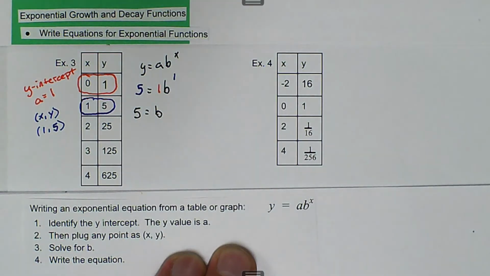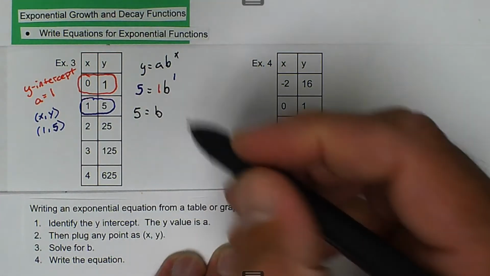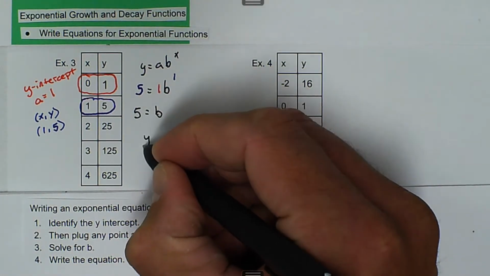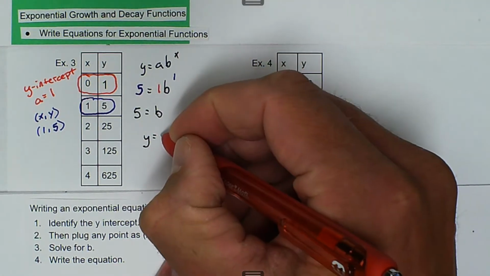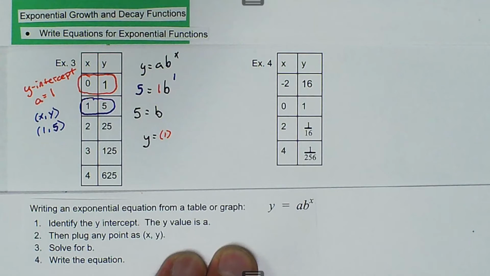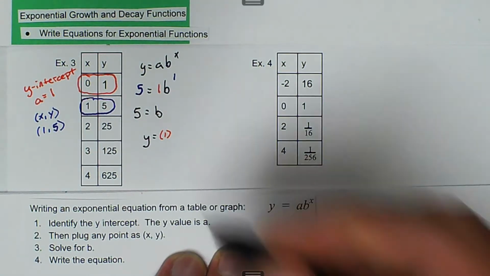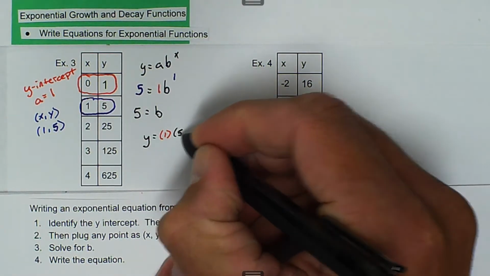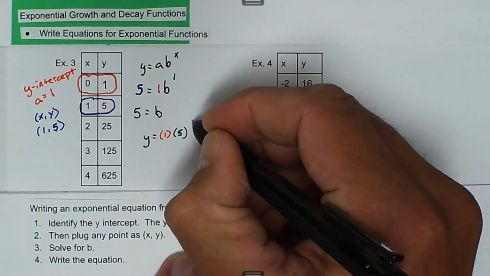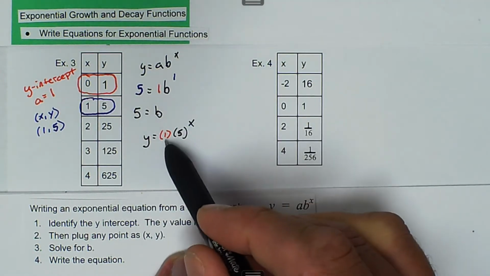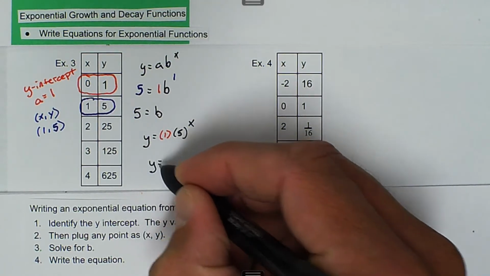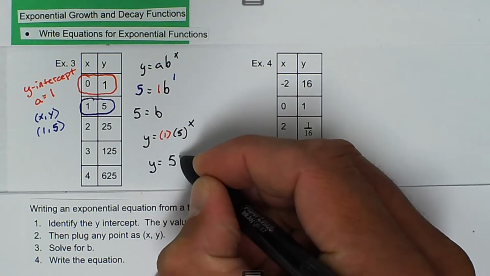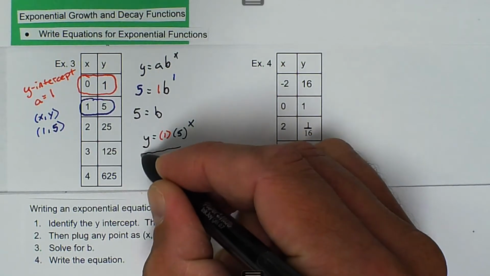So all we have to do is substitute that into our equation. So y and x are going to stay y and x. Our a value we said was 1. And our b value we calculated was 5. And we're still going to have raised to the x power. So 1 doesn't affect it at all, so we can simplify this a little further, and we get y equals 5 raised to the x power.